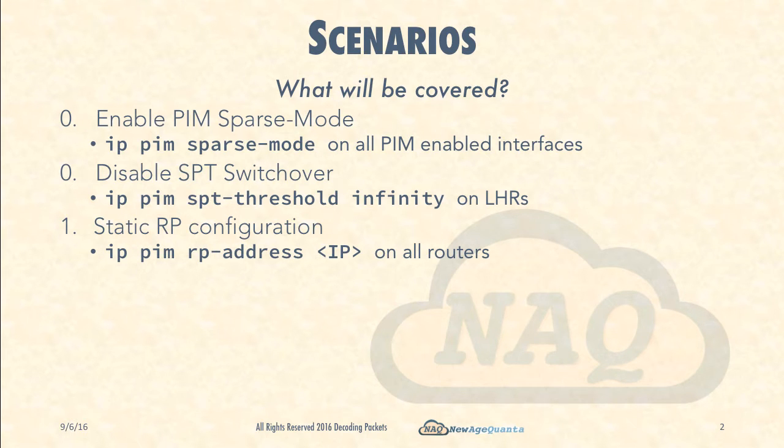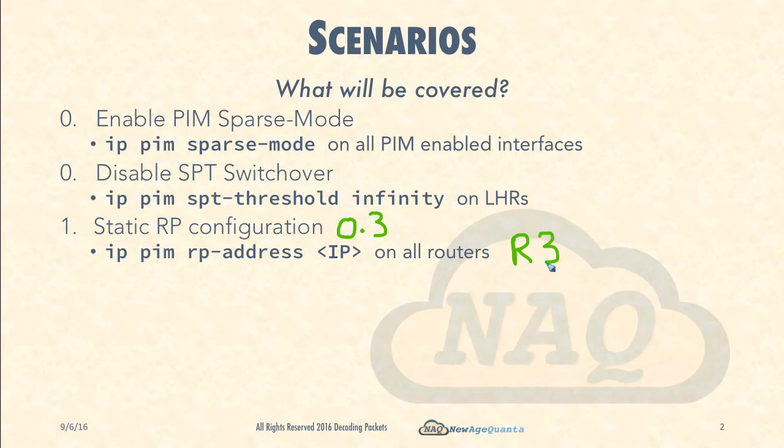So you pick an IP. In this case, we are picking the IP that is the loopback of R3. So this would be, in our topology, 172.26.0.3. And you have to configure this command on all of the routers, including R3.